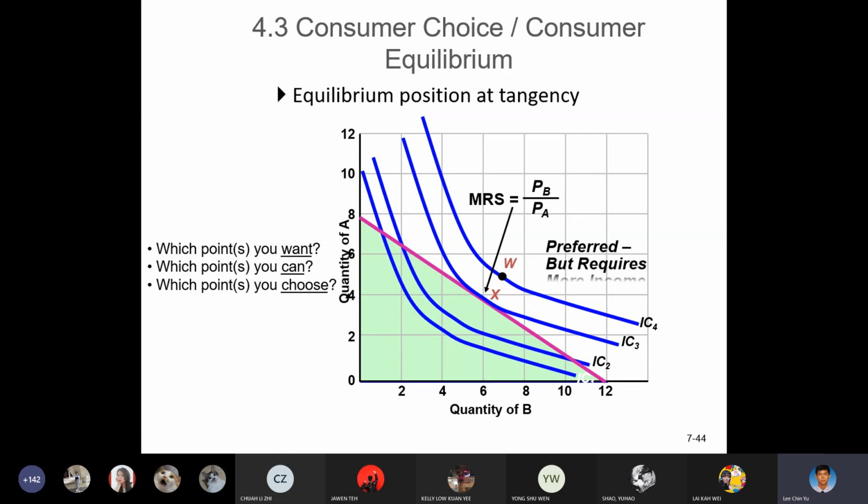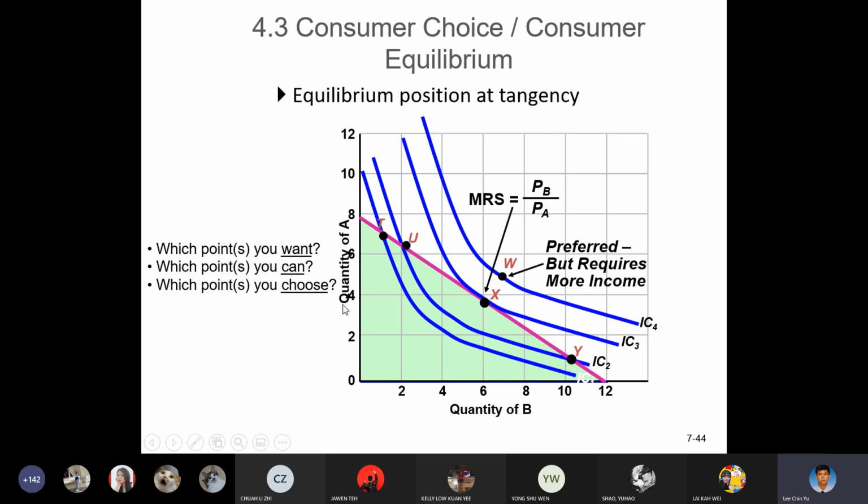Over here, W is preferred, but you don't have enough money. You need more income. So from here, which point do you want? We want W, because W gives you a higher level of satisfaction compared to indifference curves 3, 2, and 1. Why? Because you can consume more goods.